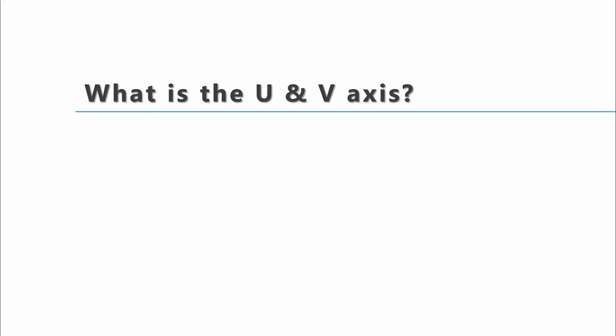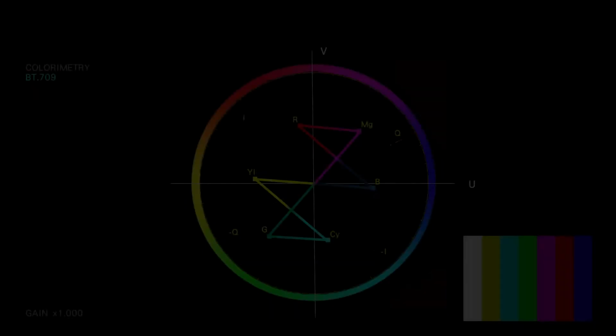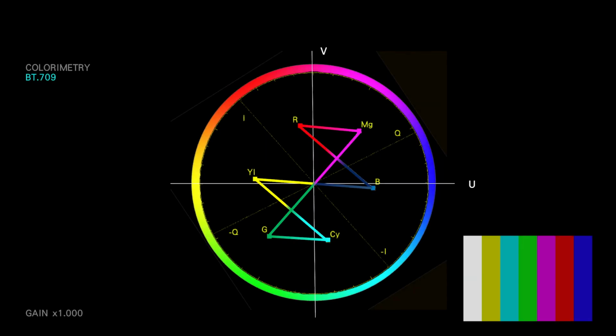What is the U and V axis? The perpendicular lines correspond to the U and V components of the chrominance signal. U is one of the two colour difference signals that modulate the subcarrier in the PAL system, and U corresponds to weighted B minus Y. V is the other signal and corresponds to the weighted R minus Y.